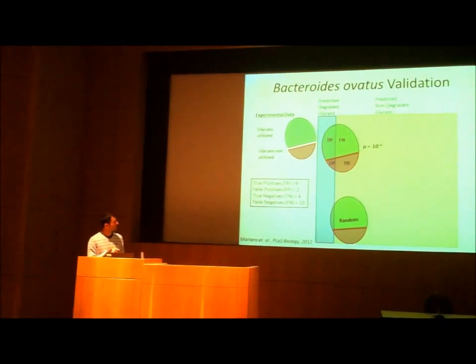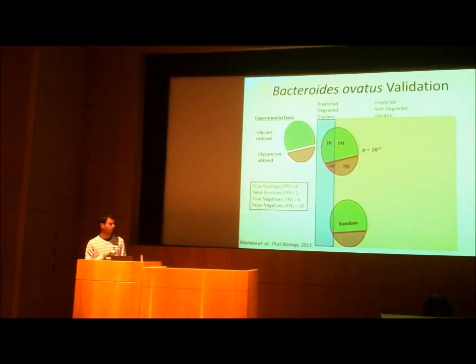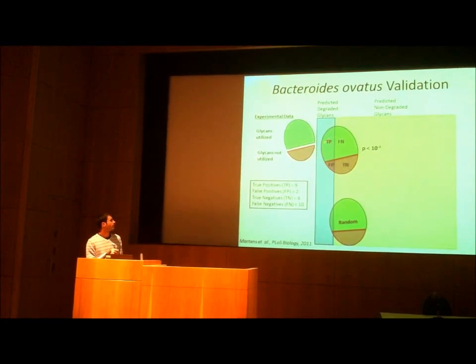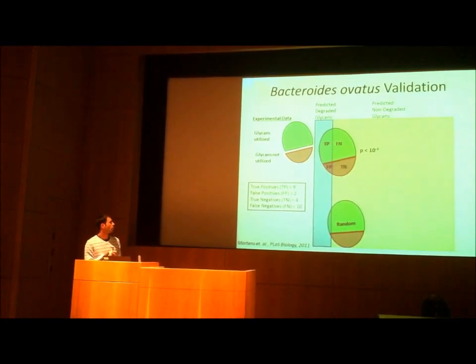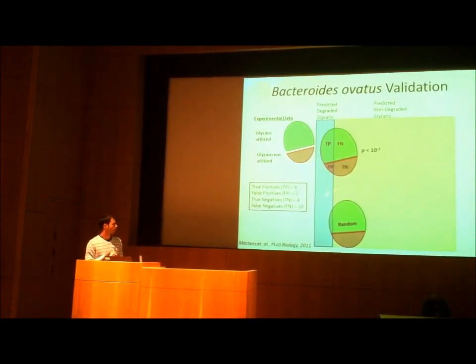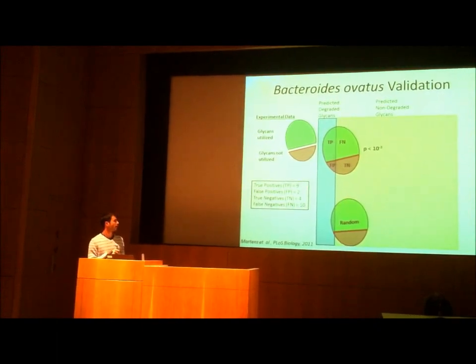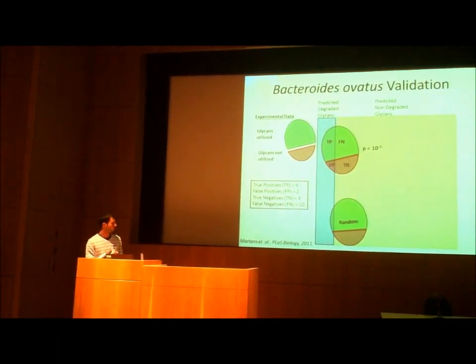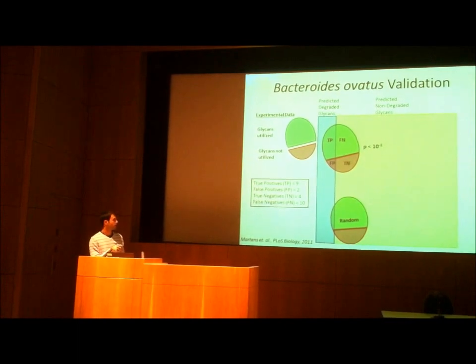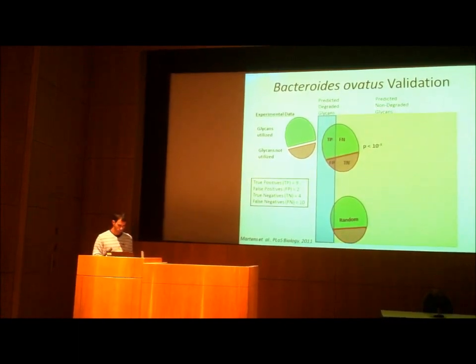And when you overlay the experimental results over our predictions, you can clearly see that we have many, many more true predictions than when overlaying the experimental results over random predictions. And this is highly significant.